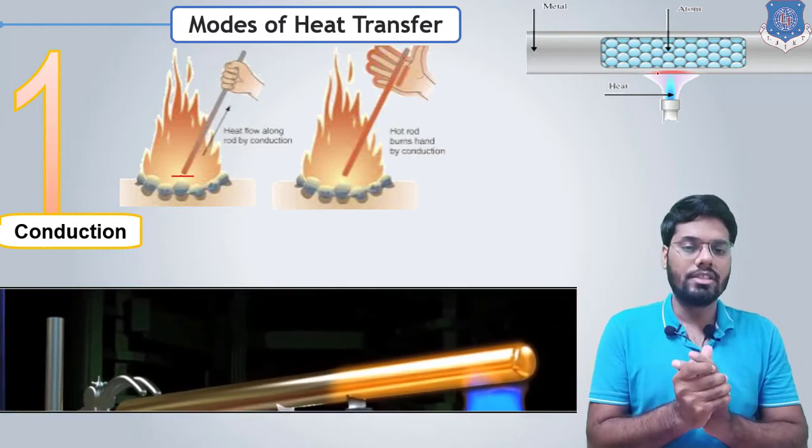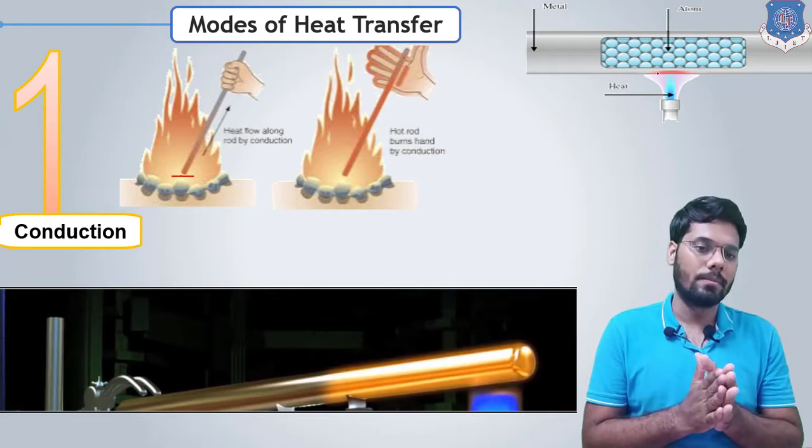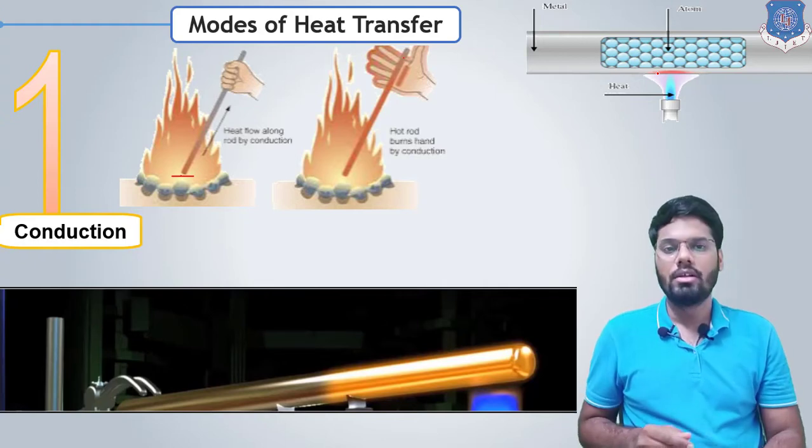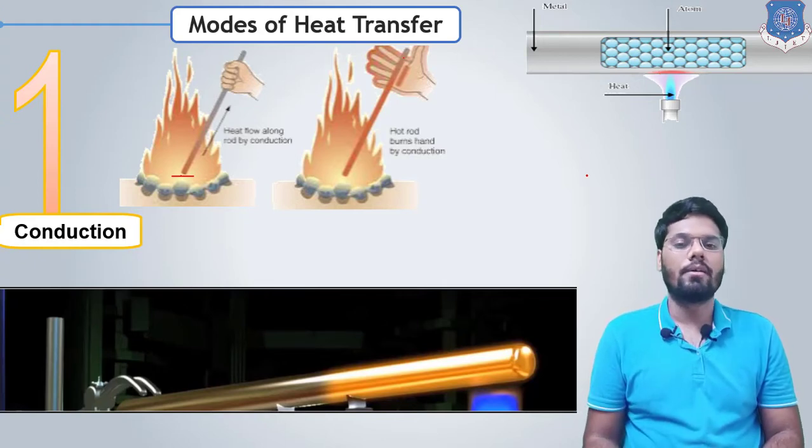The materials which do not have free electrons are insulators. They are not good conductors of heat. So this is how the conduction phenomenon occurs.